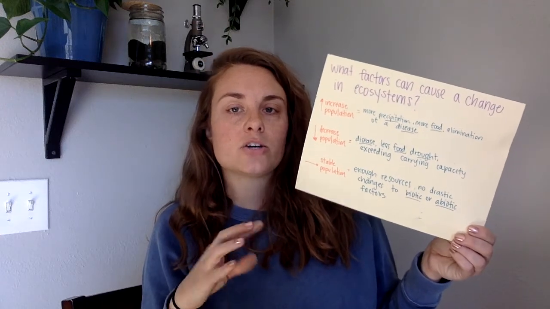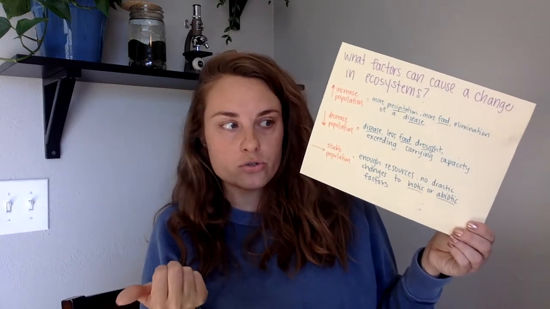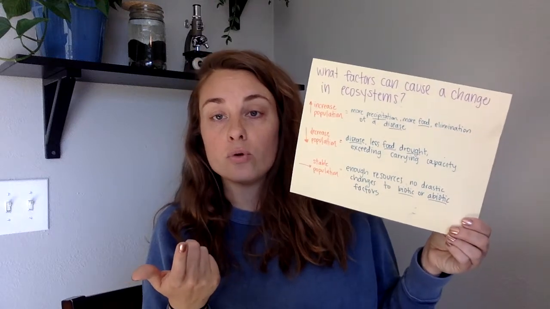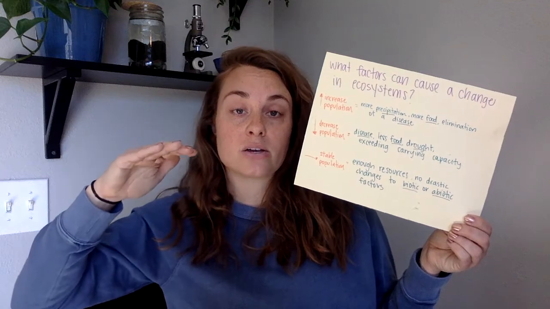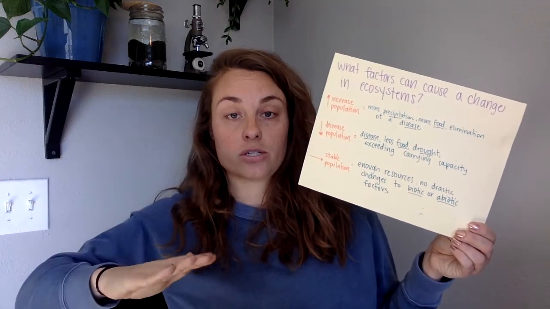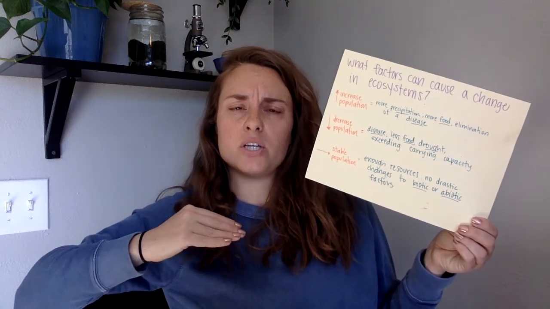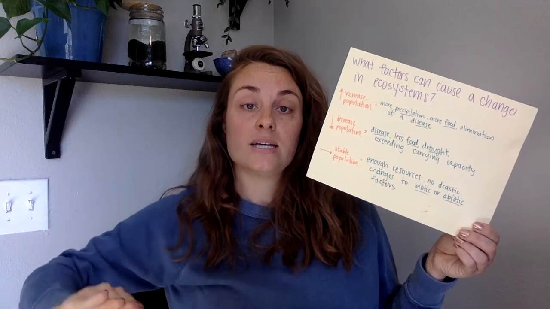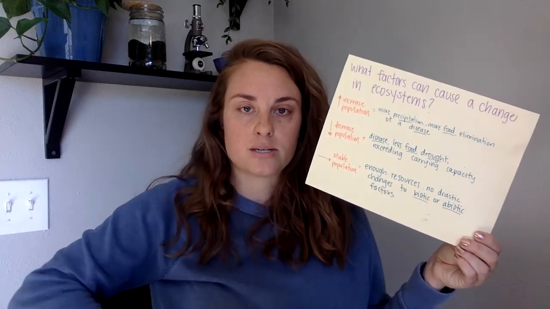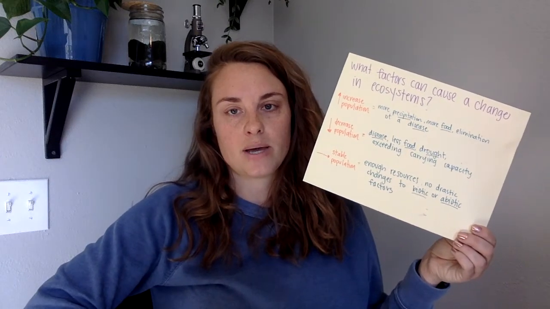And then a decrease in water, which is drought, would cause a decrease in food availability. But we also saw that when a population exceeds their carrying capacity, they start to decrease after that. So if you look at population graphs and see a population grow and then decline, typically what that means in an ecosystem is that they exceeded their carrying capacity.